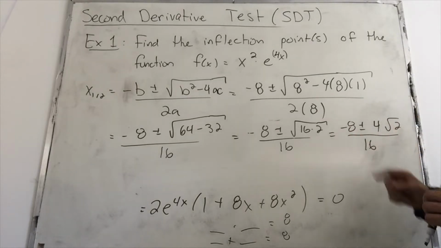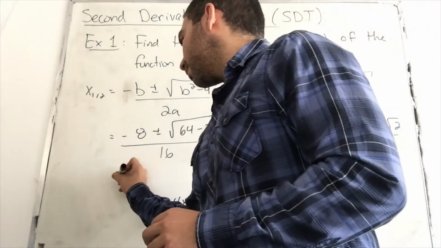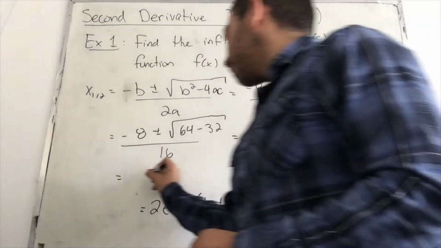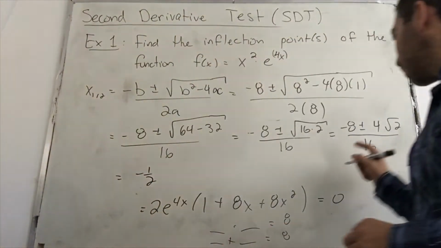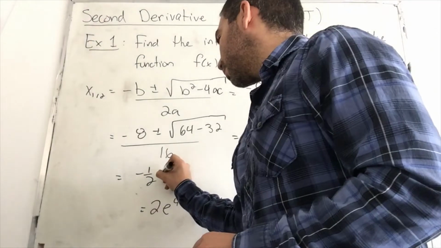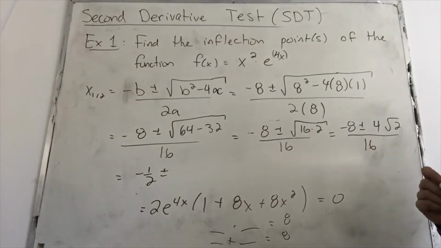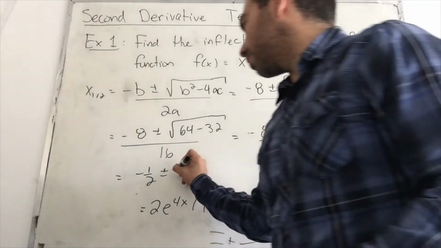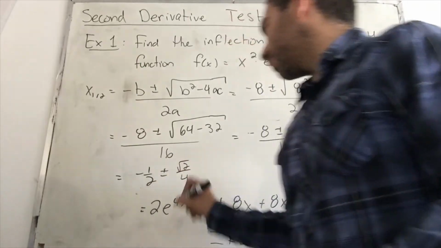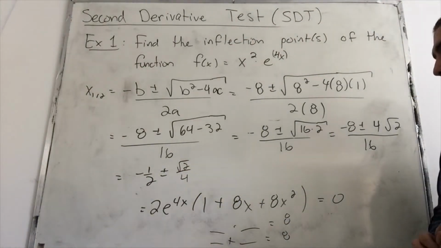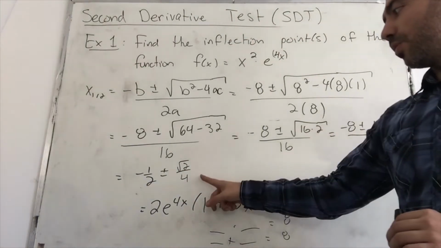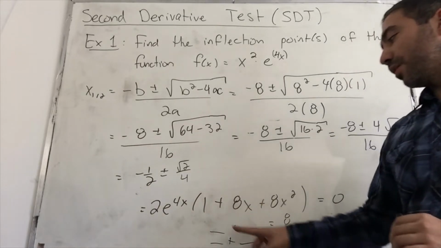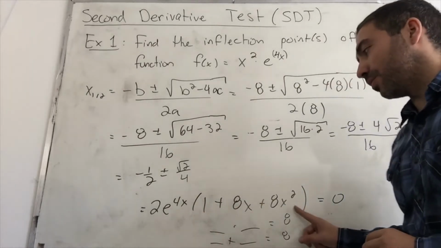And now we could simplify both terms, giving us negative 1/2 plus or minus 4 over 16 is a quarter with root 2 on top. So root 2 over 4. Okay. So those are the two values which will let this equal 0.